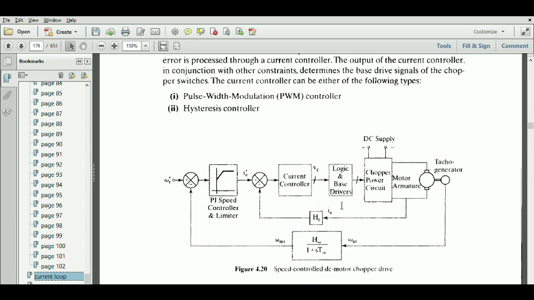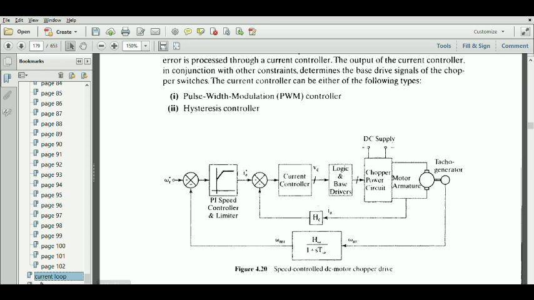Actually, your transfer function is output by input, so IA divided by IA star. So it will be the overall transfer function of this loop. After that, we will go for the total speed control transfer function, that is omega m divided by omega r star. So first, we'll go to the current control design.